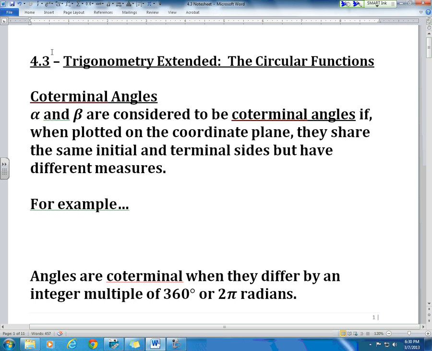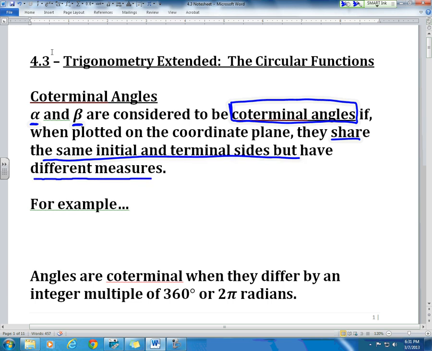So we're going to start off with a definition, something called coterminal angles. You need to think about the fact that you have two angles, one called alpha and one called beta, and these are considered to be what are called coterminal angles if, when we plot these angles on a coordinate plane, so we're dealing with plotting them on an x and a y axis, they share the same initial and terminal sides but have different measures. So I want you to think about that scenario for a second.